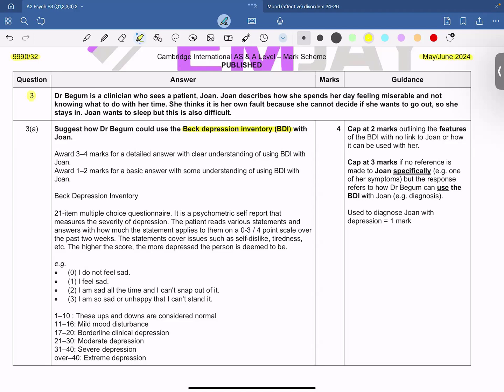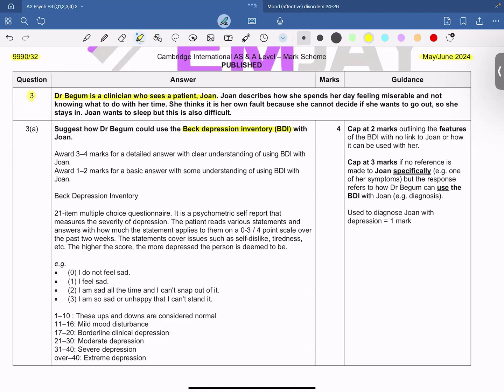Now, before we get started, let's give the question a read so that we understand what sort of questions we should be expecting in our examinations. Dr. Begum is a clinician who sees a patient, Joan. Let's register this first. Dr. Begum is a clinician who sees a patient with the name Joan.